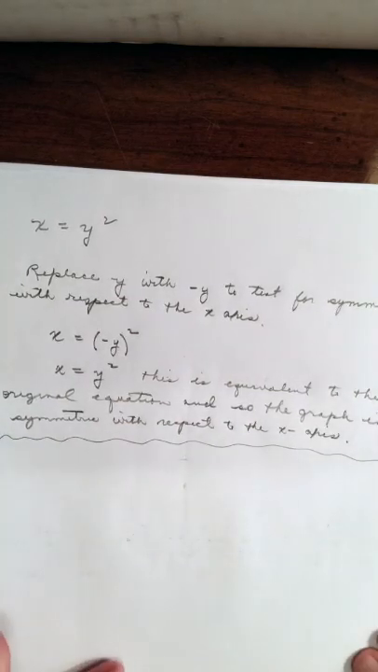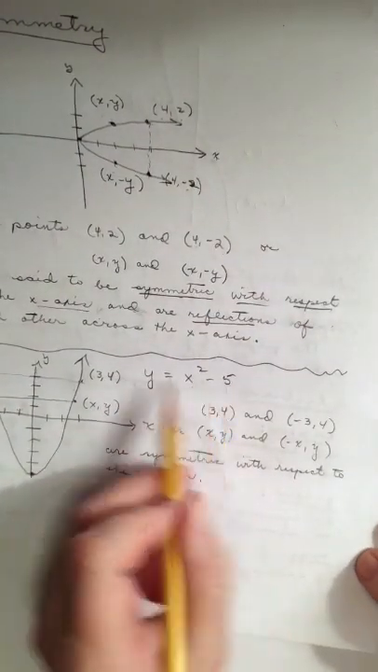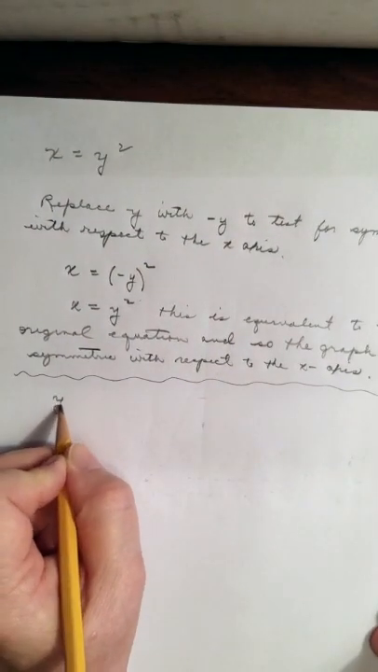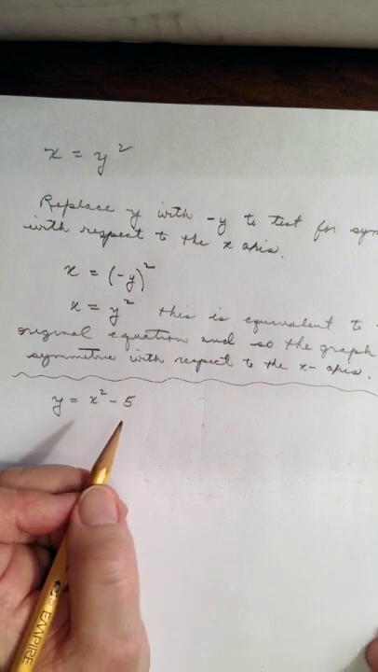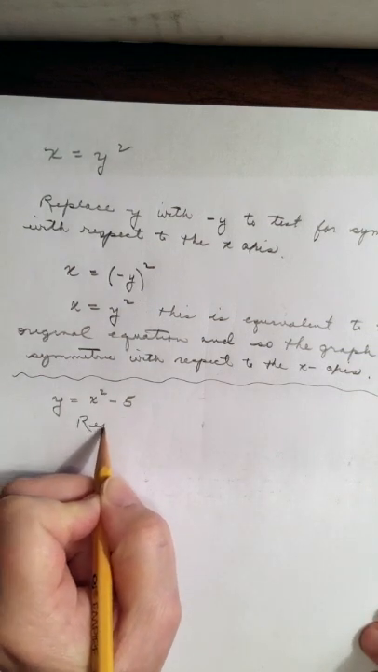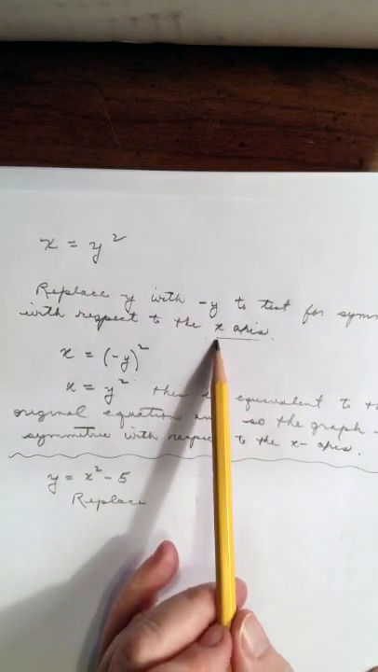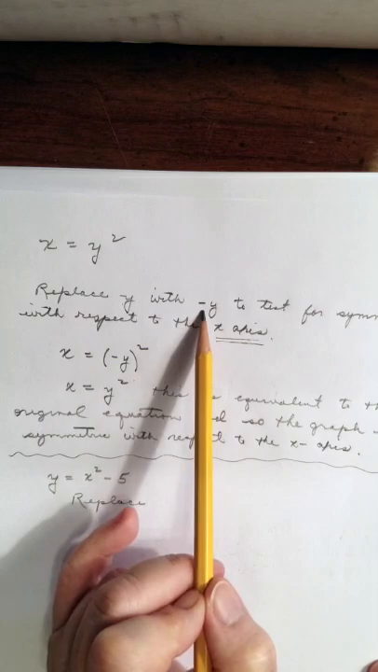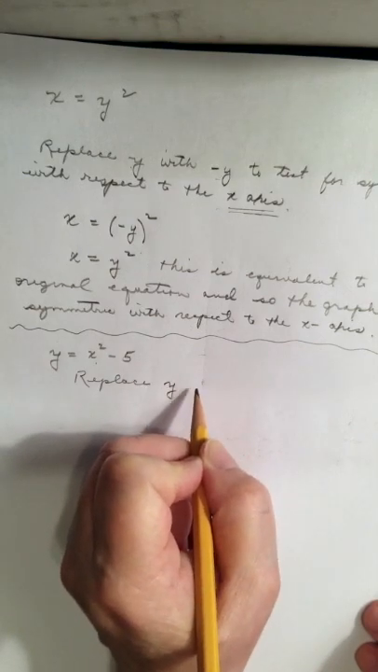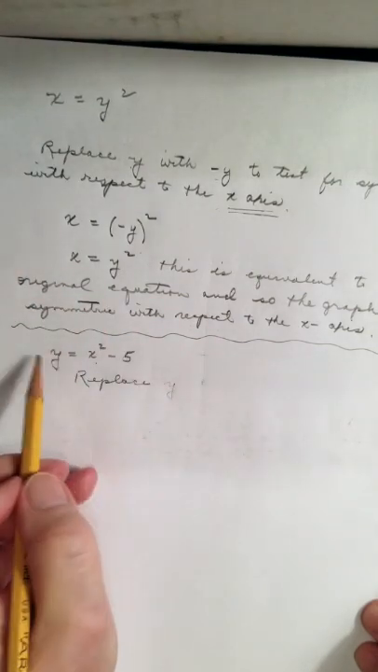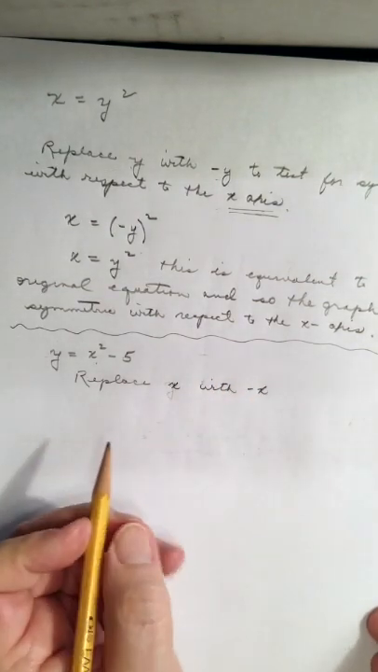Okay, now let's test our second equation that we saw, which was y equal to x squared minus 5. And it seemed to be symmetric with respect to the y-axis. If you notice, it's the opposite variable: if we're testing for symmetry with respect to the x-axis, as we did above, we replace y. I don't think I said that right. We're testing for symmetry with respect to the y-axis, so we replace x with negative x.